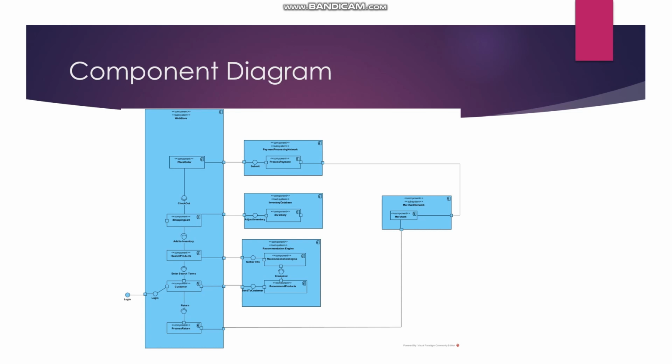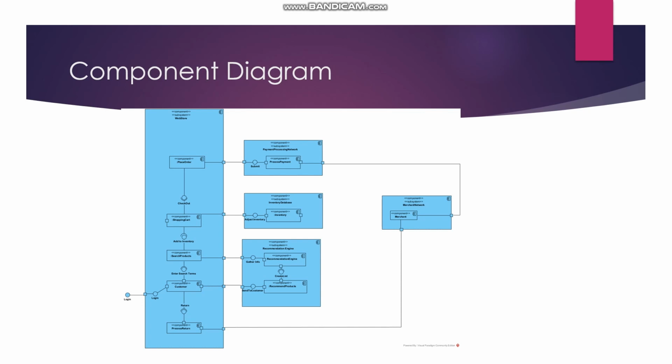Otherwise, it will be added to the shopping cart, where it will be adjusted for the inventory to ensure everything remains correct. From here, we will check out and head to place order. Once we place the order, we head to the payment processing network, which is an external actor. And then, if that information is all cleared, it is sent to the merchant so that they can receive their money.